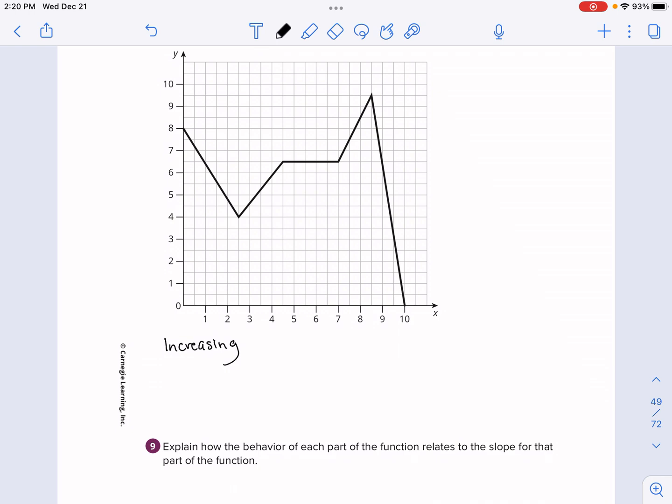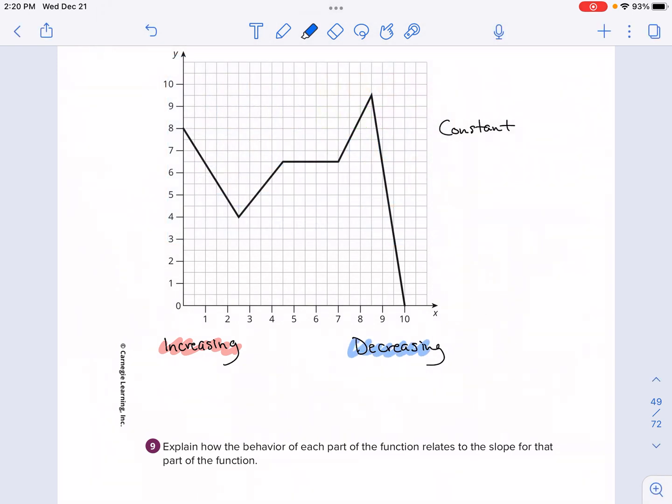I'm going to need to space this out. Let's put decreasing right here. And I'll put constant. We're going to have to put it over here because we don't have too much room. I'm going to highlight these in different colors here. Let's put this one in red. Put this one in blue.